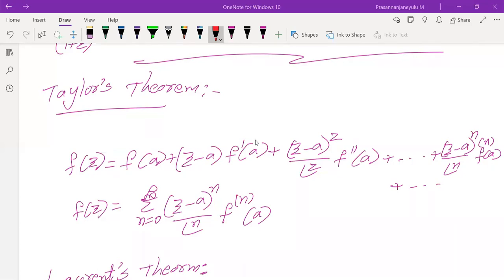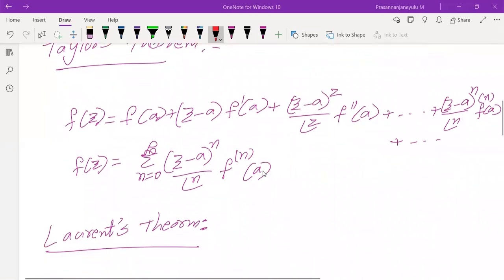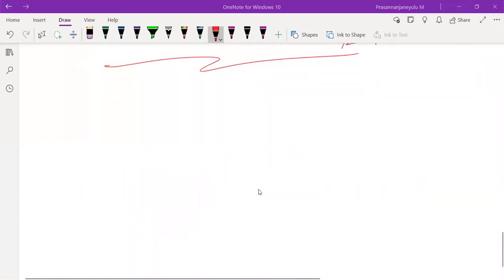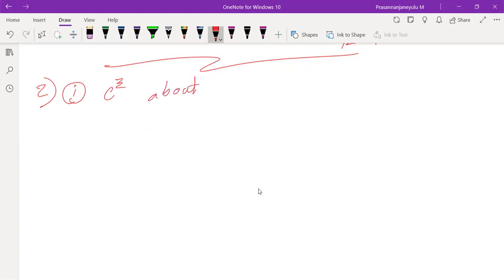So we are able to write f of z equals 1 by z about the point z equals 1 in this expansion. So we can say it is a Taylor series expansion of the given problem. Okay, now in the same manner I am giving you for practice. One problem is: find the expansion of e power z about z equals 1.